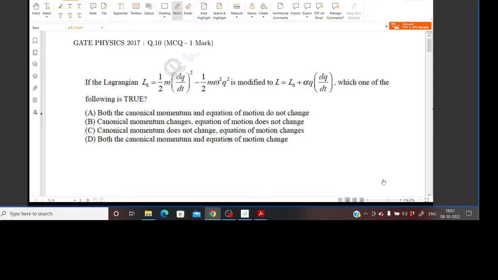If the Lagrangian L0 equal to half m (dq/dt) whole square minus half m omega square q square is modified to L equal to L0 plus alpha into q into dq/dt, then we need to find out the correct statement. Let's solve this question.